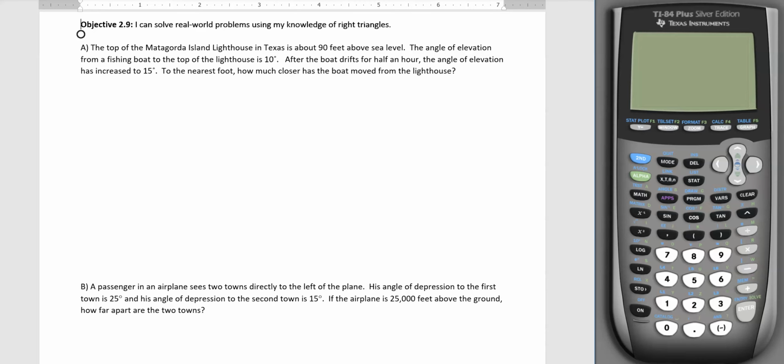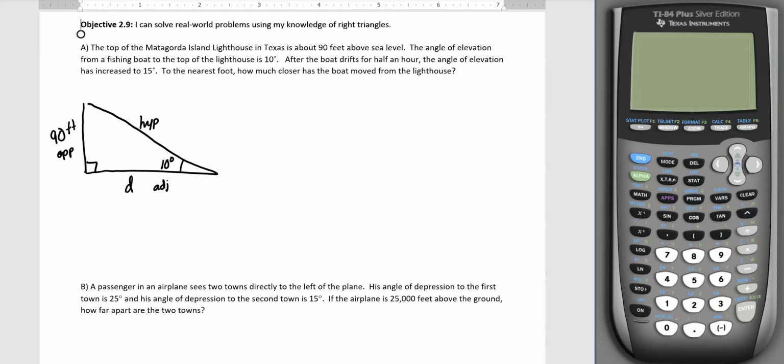I love it. Okay, so we have a lighthouse that is 90 feet tall, and we have a boat that originally starts with an angle of 10 degrees. We want to figure out this distance, how far away it is from shore. Okay, so let's put together what we know here. This would be my hypotenuse. Don't really care about that. This would be my opposite. This is what we want to find, our distance, which would be our adjacent side to this angle here.